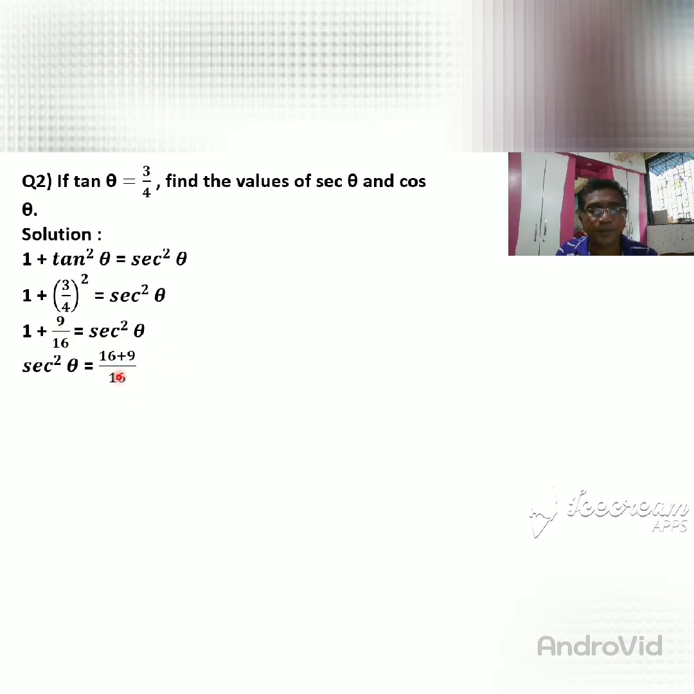If anyone doesn't understand, then I will explain again. 1 plus tan square theta is equal to sec square theta. The 1 is carried as it is, the positive sign is carried as it is. The tan value is 3 upon 4 bracket square, because it is tan square theta, is equal to sec square theta. 3 square is 9, 4 square is 16. So 9 upon 16.